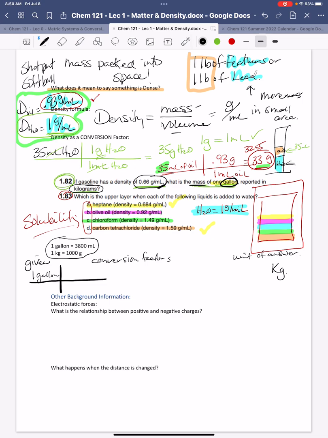So my first step is to convert from gallons to milliliters. I'm going to use this conversion factor right here. I want my gallons to cancel, so I'm putting gallons on the bottom, and I'm putting 3,800 milliliters on the top. I'm making sure that my units cancel, so the unit I want to cancel always has to come down to the bottom, right?